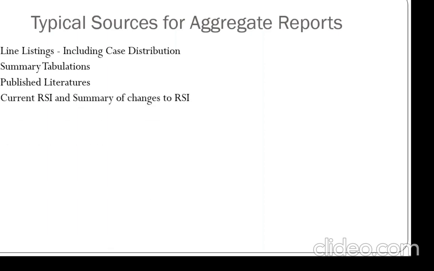The current RSI, and the summary of changes in the particular RSI, is what we will need for section 3. Worldwide marketing authorization status, where the drug is marketed, all those items go into the DSUR as well as the PSUR, even in the PBRER.